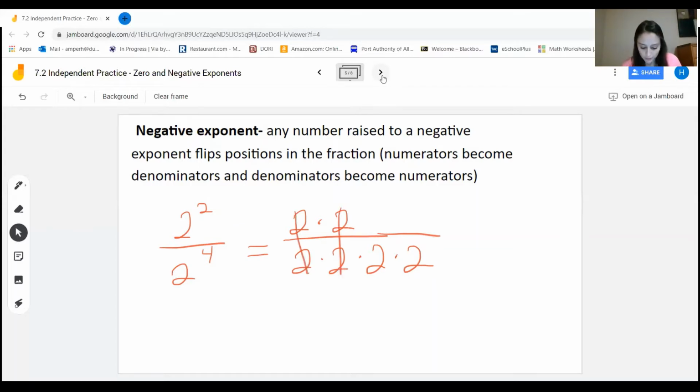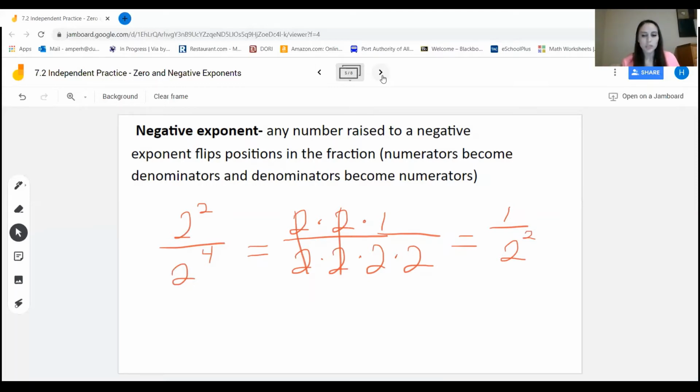And remember, you would always have kind of an invisible 1 being multiplied. So our final answer would end up being 1 divided by 2 to the 2, right? Because we have 2 2's left on bottom. So if we reduce that down, it'd be 2 to the 2 or 4, but we're using exponents to kind of demonstrate what we're talking about here.